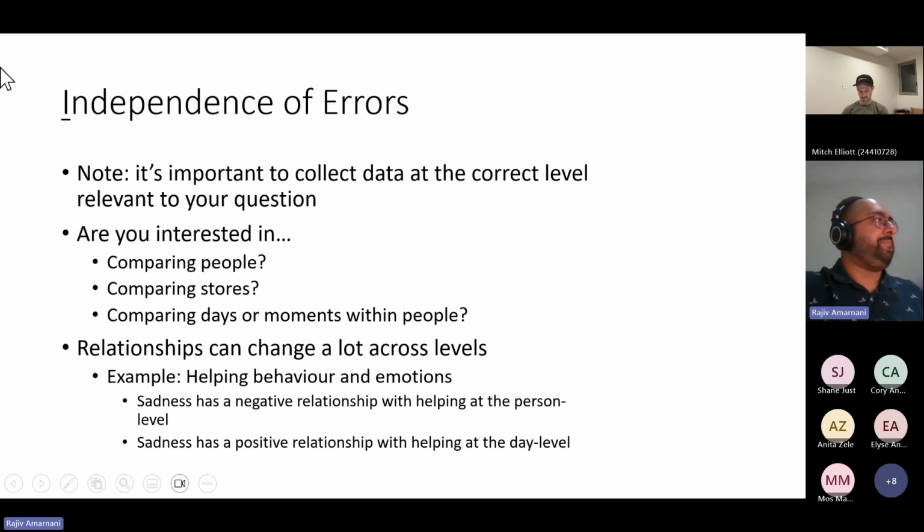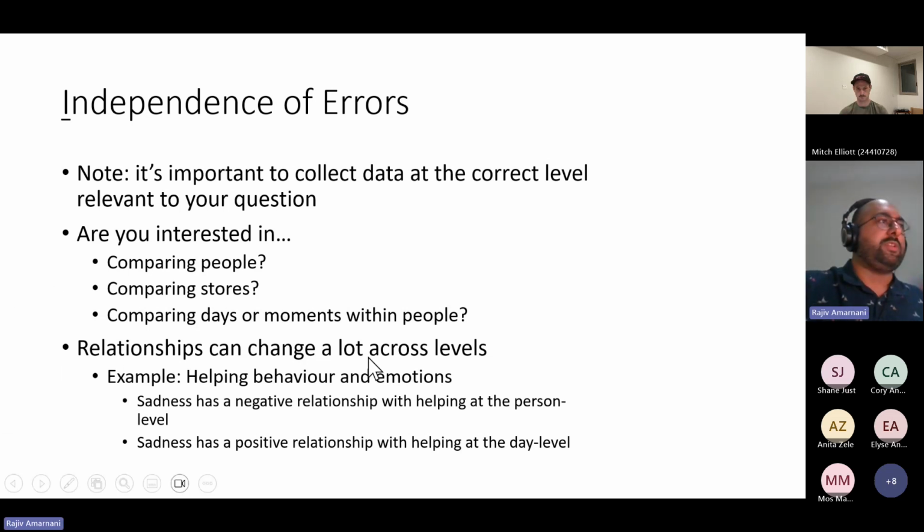In the example of service employees working in different branches, you can look at differences among employees, or you can go at the branch level, look at different branches, or days within people. Well, we won't cover that this time.